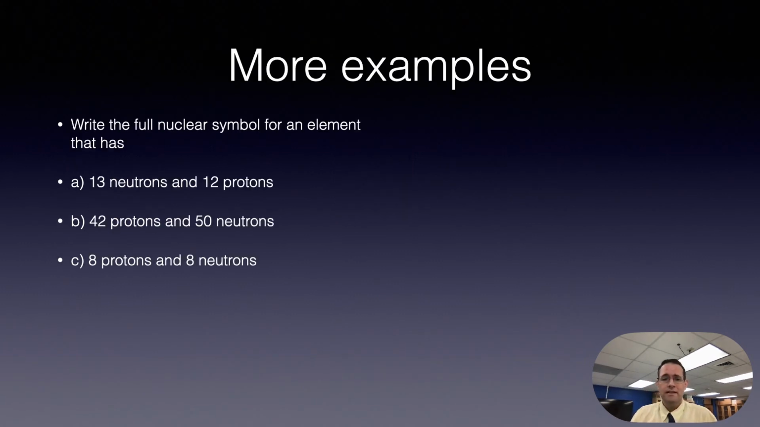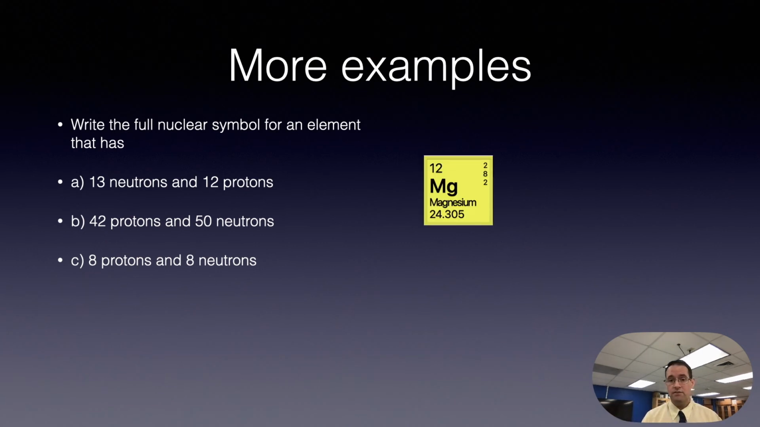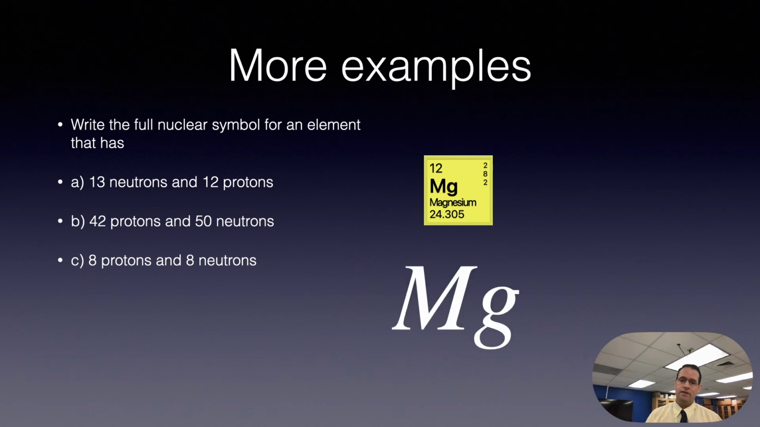Let's do some more examples here that might be more complicated, okay? So we want to write the nuclear symbol for an element that has 13 neutrons and 12 protons. So you want to grab your periodic table, and this is arranged by increasing atomic number, which is the number of protons. So search for number 12, that's magnesium. So already we can write the element symbol Mg.